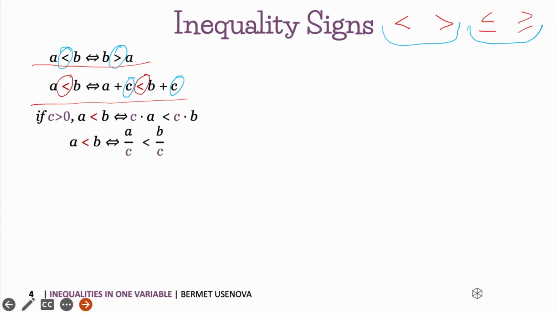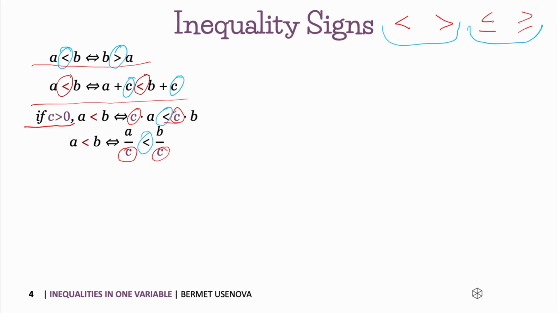The next rule is dividing or multiplying both sides of an inequality by the same number, which is c. And c in this case is a positive number, greater than 0. In this case, our sign will not change. It also remains the same. If the number is positive, then we divide or multiply by this positive number, and the sign of the inequality doesn't change. Let's have an example here.